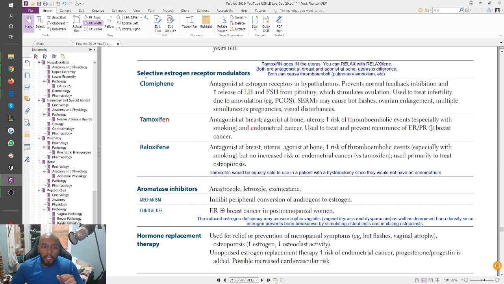The next group of medication are your SERMs, right? Selective estrogen receptor modulators. So you have clomiphene, tamoxifen, raloxifene. High yield medications, all three of them. And you're often asked to pick between tamoxifen and raloxifene, so you really need to know the difference between those guys. Clomiphene is an antagonist at estrogen receptors in the hypothalamus, right?